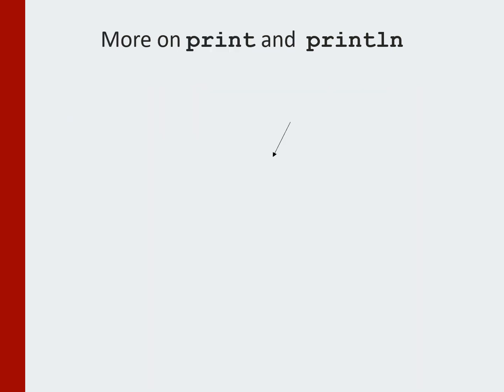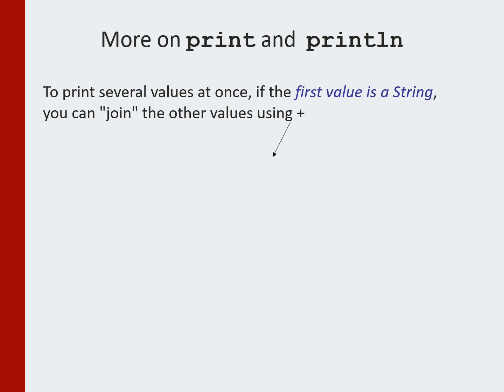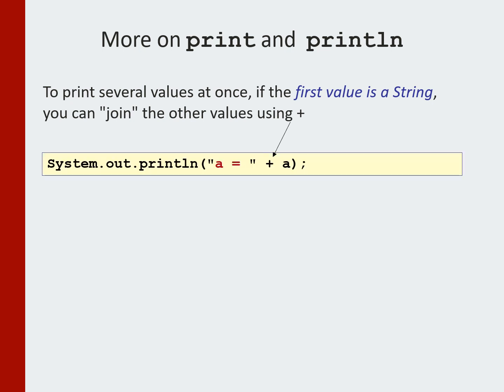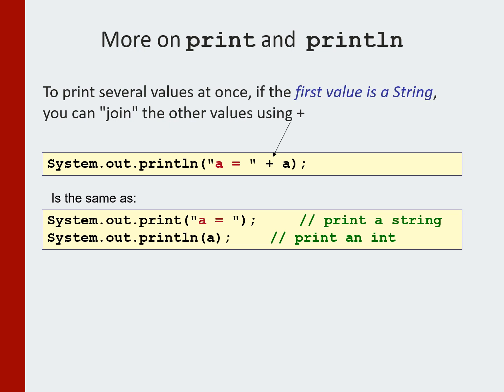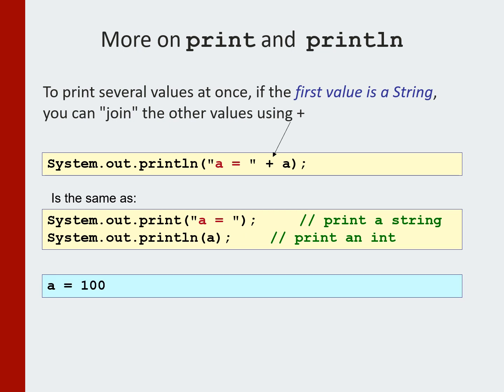Now, if you want to print several values at once, if that first value is a string, you can join the other values using plus. So you can do System.out.println, and then in quotes, a equals, and then afterwards put a plus a. This is the same as doing System.out.print a equals and System.out.println just a by itself. And so your output should look the same. So you can see how there's multiple ways to do the same thing.